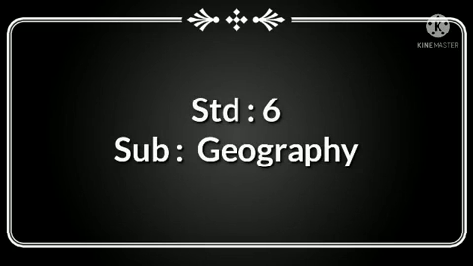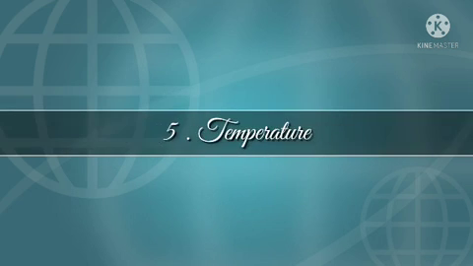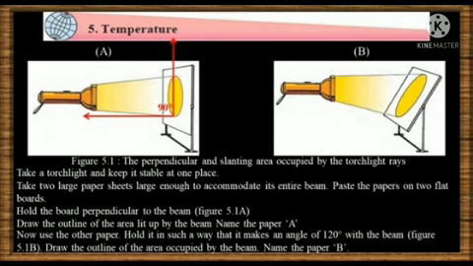Standard 6, Subject Geography. Lesson number 5, Temperature. Here in this diagram, it is given the perpendicular and slanting area occupied by the torchlight rays. For this, they have given one experiment.